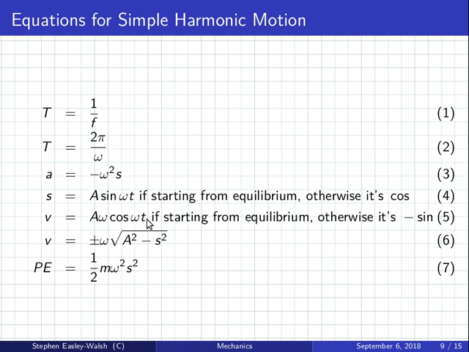Wait, no, don't calculate yet. No, listen, look at me. Look at me. Yes. So, we know A. What is it? 0.05. We know omega. What's omega? 12.56. We know the t. It's 1 second. Now, the question is, do I use cos or do I use minus sine?